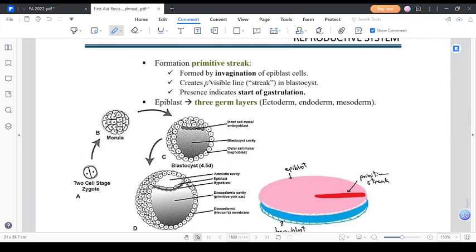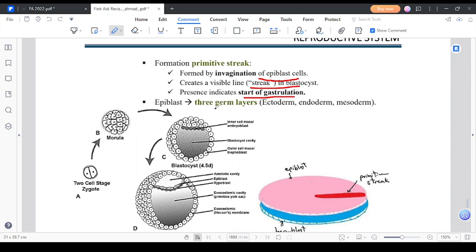Formation of the primitive streak. It is formed by invagination of the epiblast cells, which creates a visible line or streak in the blastocyst. Its presence indicates the start of gastrulation. So this primitive streak, the one forming over here, is the hallmark that gastrulation has started.